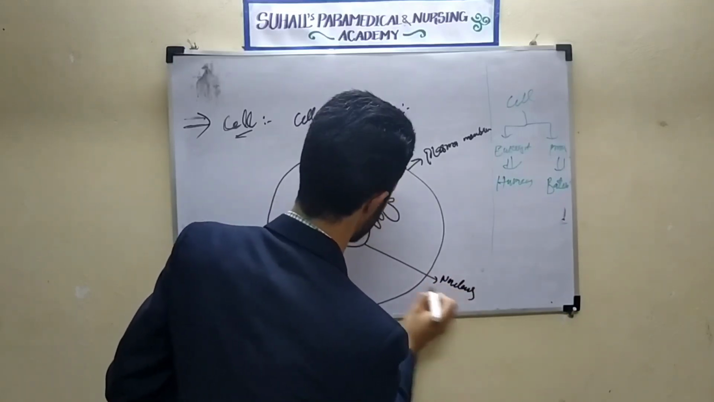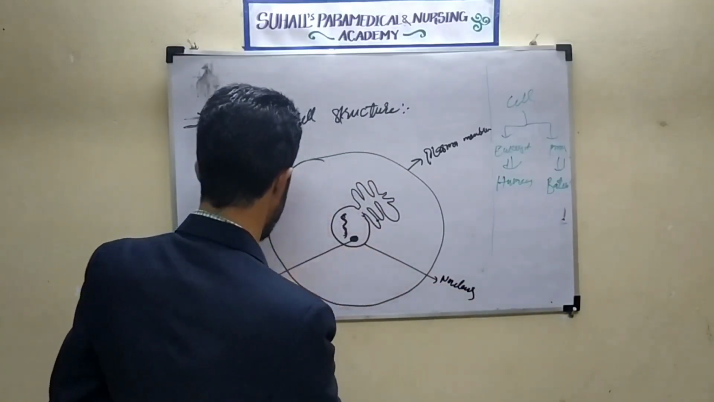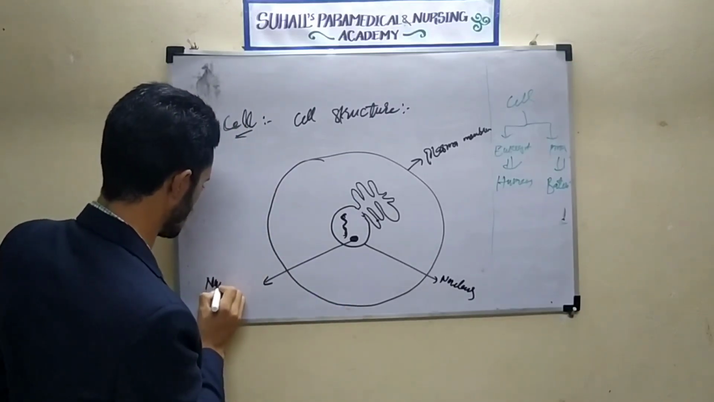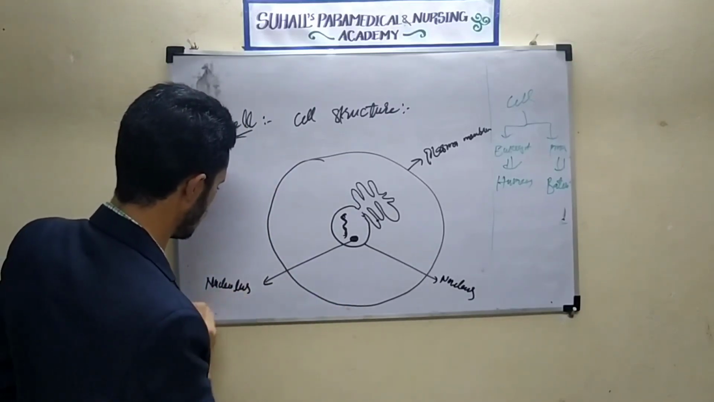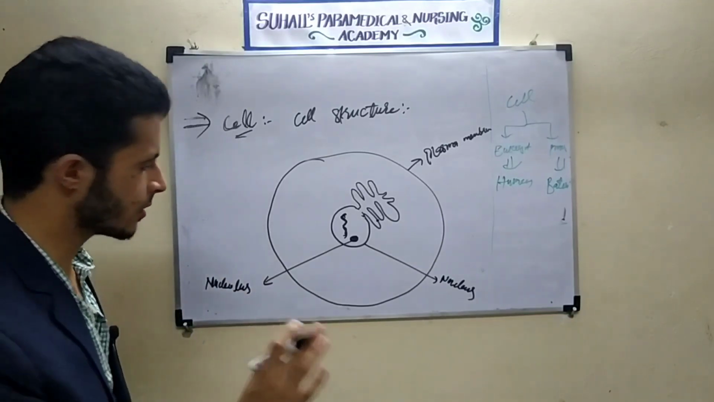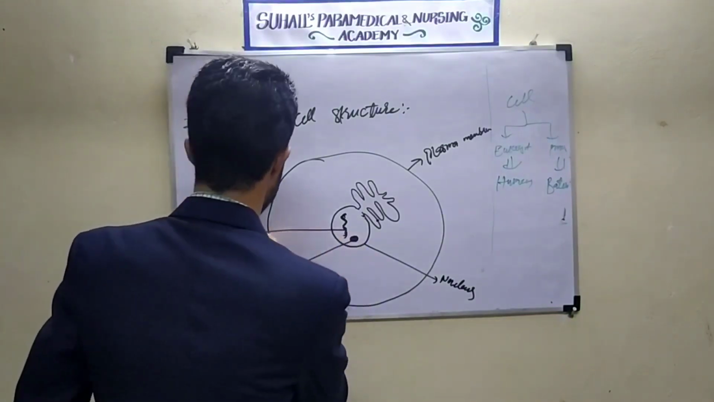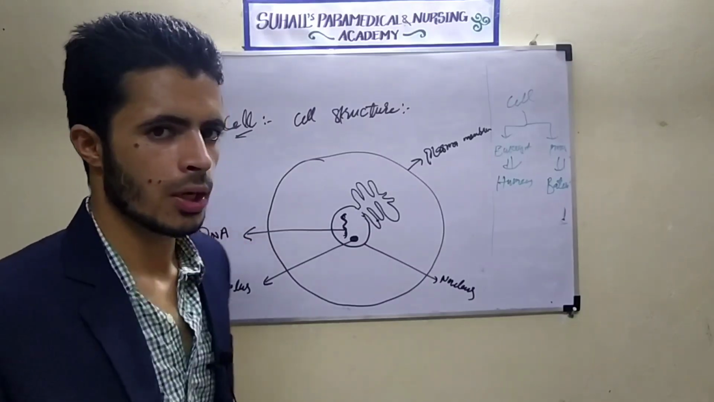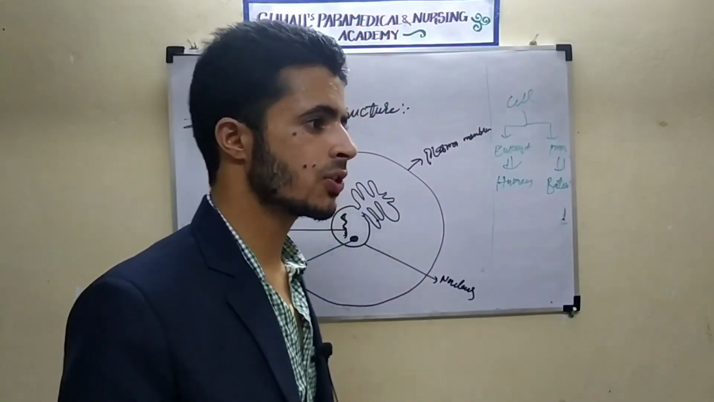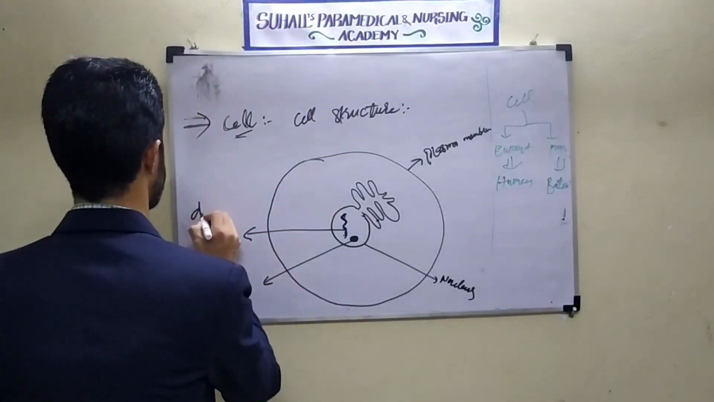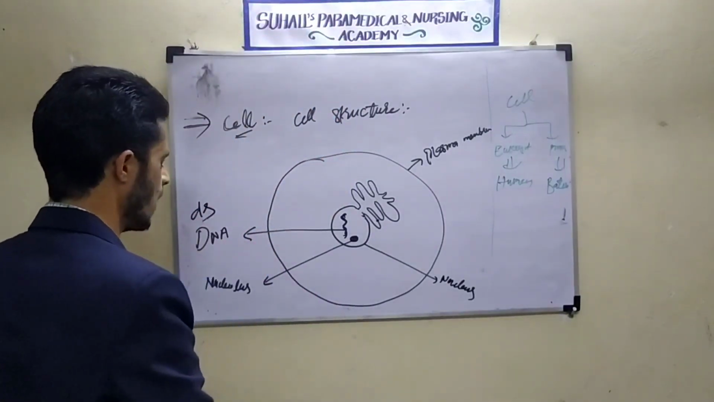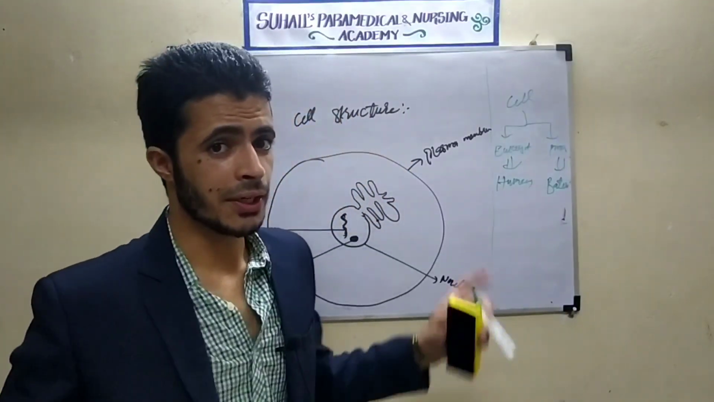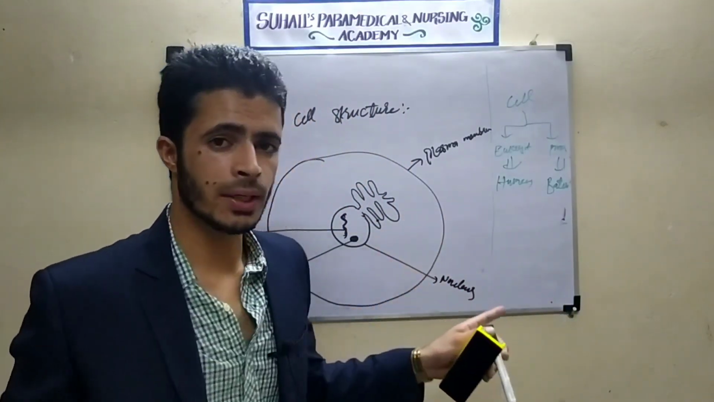Inside the nucleus there is a dark body that is called the nucleolus. I will tell what these are after that. Inside the nucleus there is DNA. In humans, it is double-stranded linear DNA. If this DNA is in the interphase, we will call this chromatin.